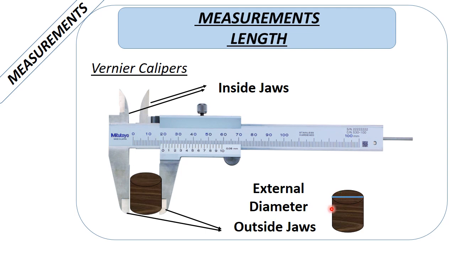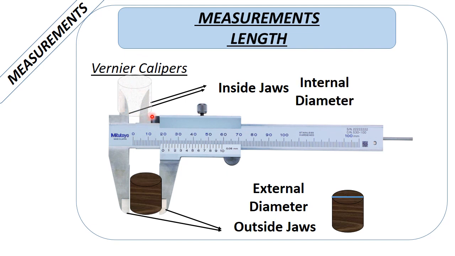So these ones are called outside jaws because they measure the outside diameter or external diameter. The same applies to these. These are called inside jaws because they measure the inside diameter or the internal diameter. How do they do that? If you have an object, you can just slide the jaws inside the object. Then you use this screw to make sure that they lock. Once they do that, the reading that you get from here is the internal diameter of this object.